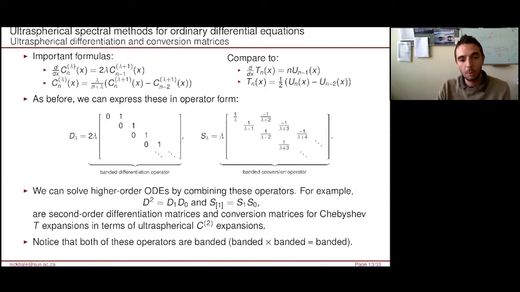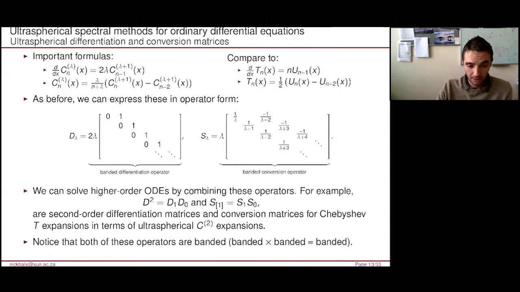The key thing is that it's banded. We also have a similar conversion operator. It looks like this. So they're a little bit more complicated than the one we saw previously for the Chebyshev polynomials, but for these ultraspherical polynomials, we can still get these banded operators. And by combining these in the right way, we can get higher order derivatives. So for example, if we wanted the second derivative of a Chebyshev T expansion, we would multiply D0, which was the matrix we saw earlier, by this one.